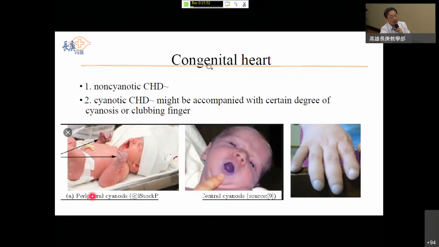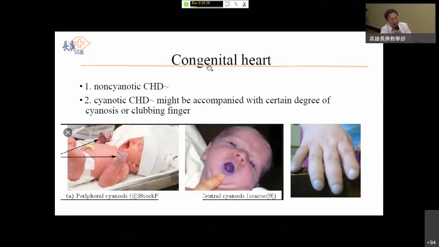And there are chances of peripheral cyanosis. As we can see from these pictures, the baby has a peripheral cyanosis. The hand tended to be purple, bluish. But peripheral cyanosis cannot always indicate a congenital heart disease, especially a cyanotic one, because when babies are exposed to a cold environment after birth, they might develop this phenomenon, okay?